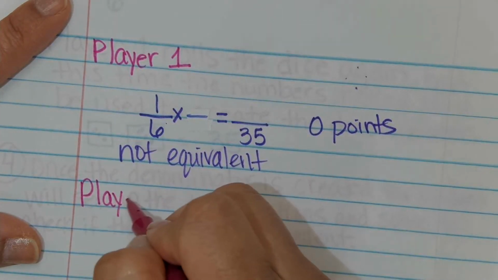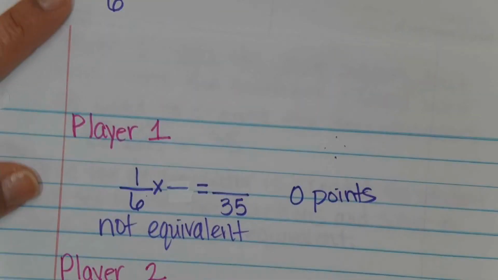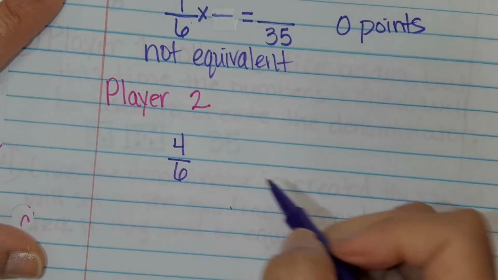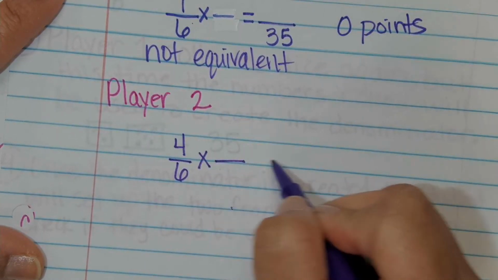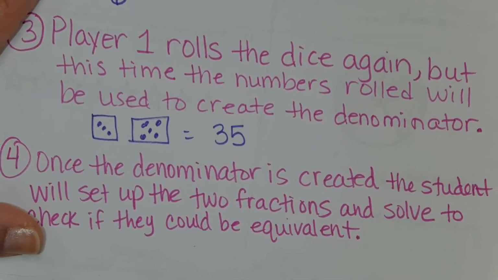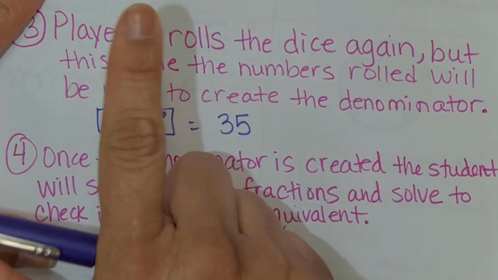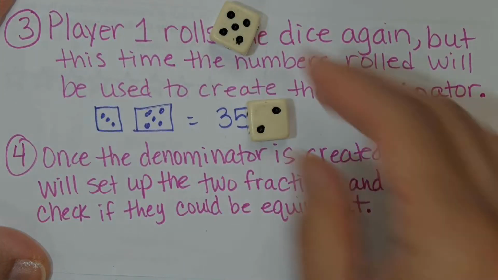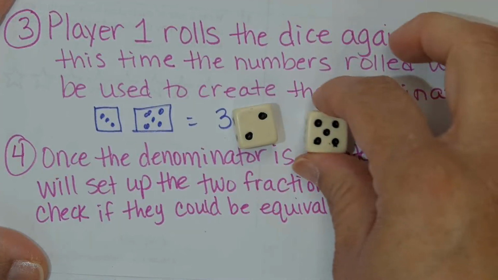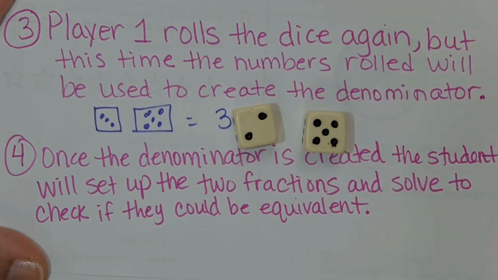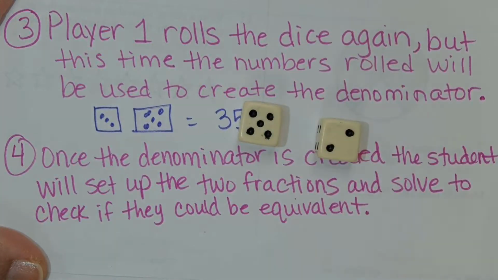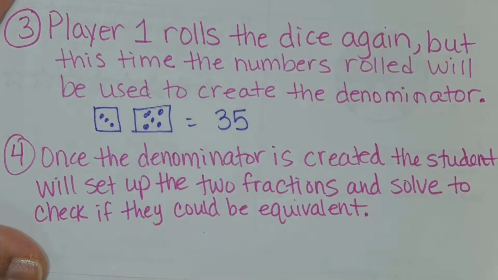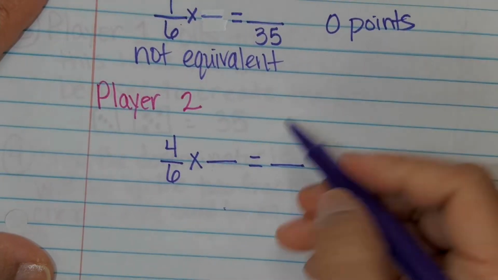So we're going to go with player 2. So player 2's fraction is 4 over 6. We're going to see if it's equivalent to something else. So let's continue. So here, you know how it says player 2 rolls the dice. Now it's going to be player 2. So player 2 is going to roll the dice, and we have a 52 or a 25. So let's go with 52.